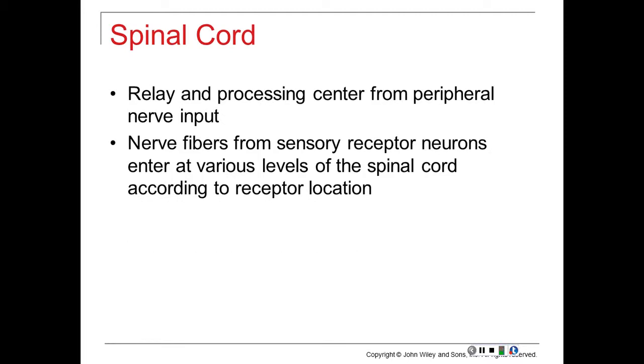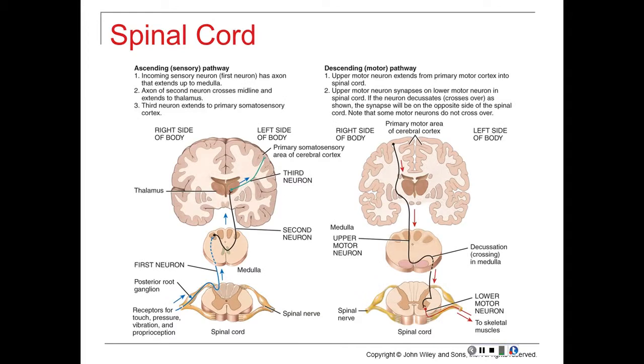Ultimately, the spinal cord is the relay and processing center for our peripheral nerves. The peripheral sensory nerves are bringing the information in. Before it gets to the brain, it has to go to the spinal cord. So the spinal cord is going to relay that information. There are nerve fibers from sensory receptor neurons at various levels of the spinal cord according to their receptor location. So in other words, the sensory receptor neurons from your legs are not going to enter your spinal cord at the cervical level. They're going to come in at the lumbar level.